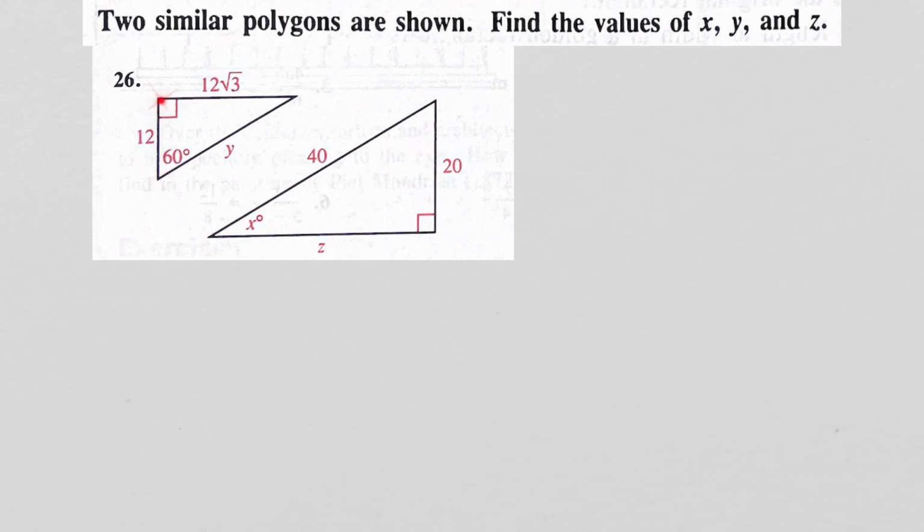Okay, this side corresponds with this side. So that's my first ratio. I'll have 12 over 20 is equal to, now, if this is 60, the smaller side is 30. So if this is 90, this is my 60, and this will be my 30. So x, actually I don't even need the ratio here. X is going to be equal to 30.